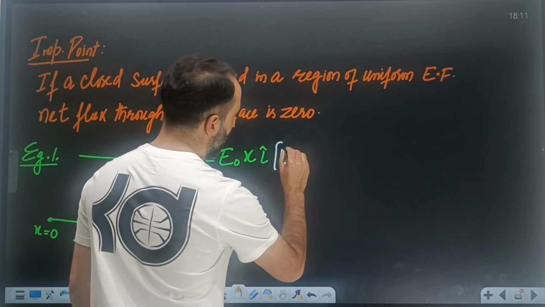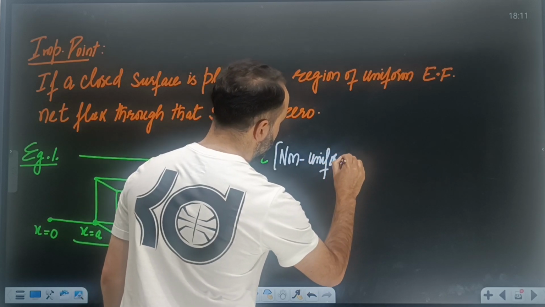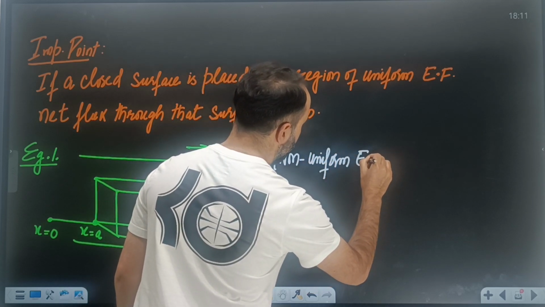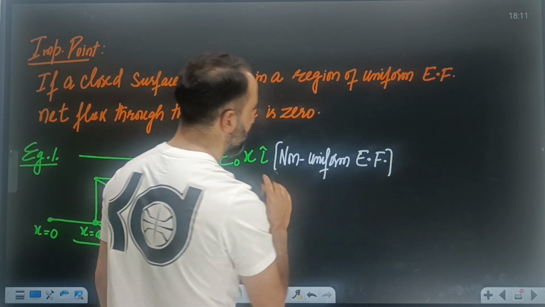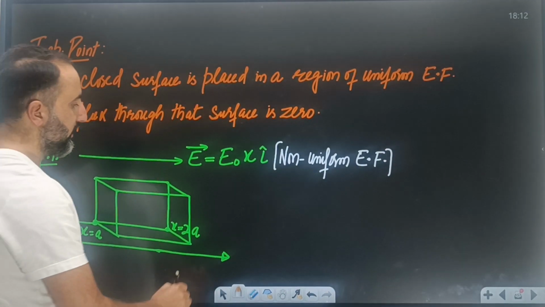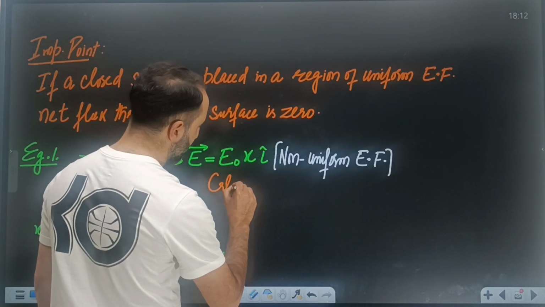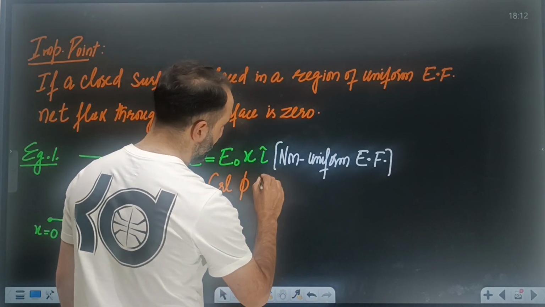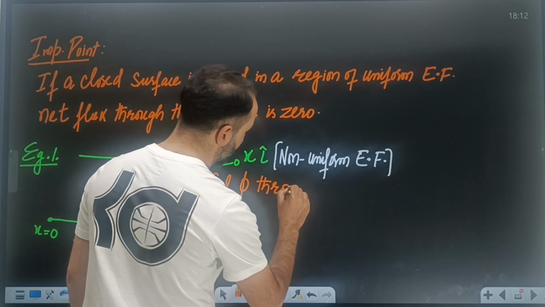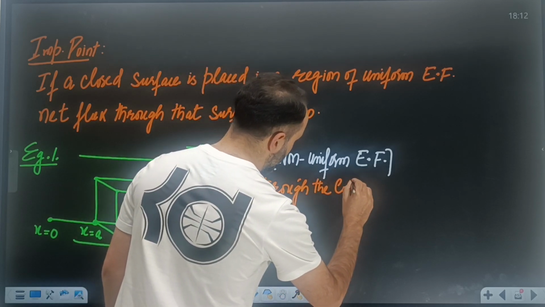Now look at example number 1. The electric field here is a non-uniform electric field, with the function of x. What is the question? You will have to calculate the net flux through the cube. Let me write down the question here. Calculate the flux through the cube, the net flux through the cube. This is what you have to calculate.